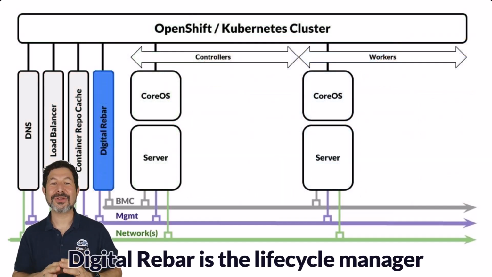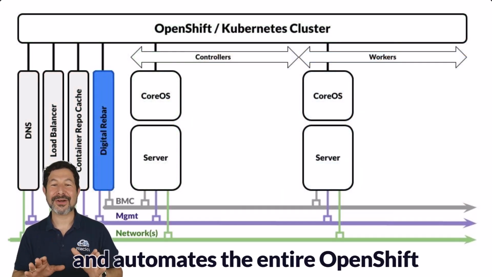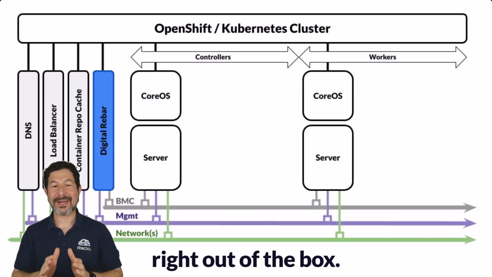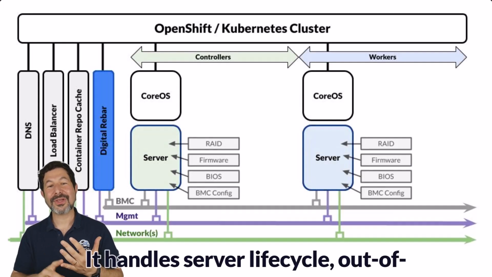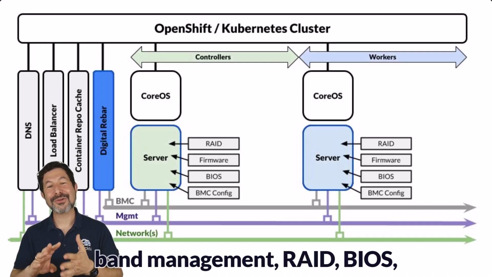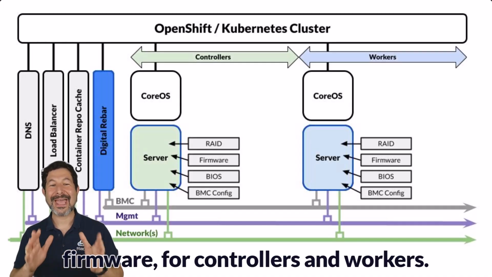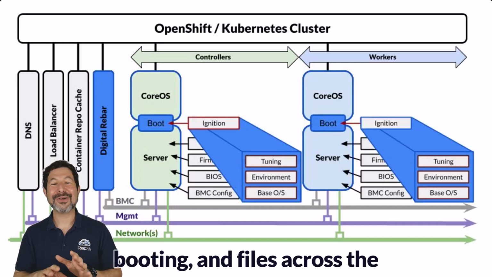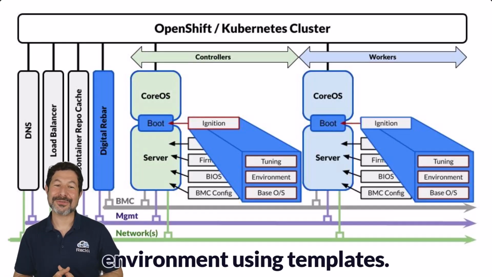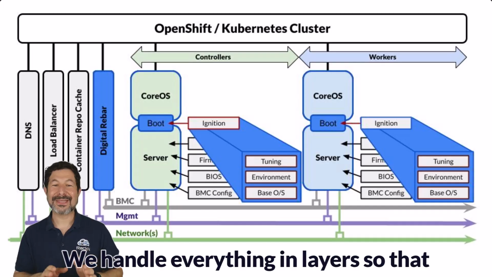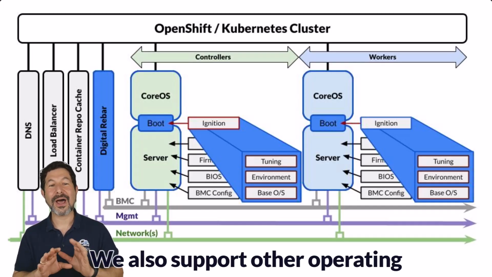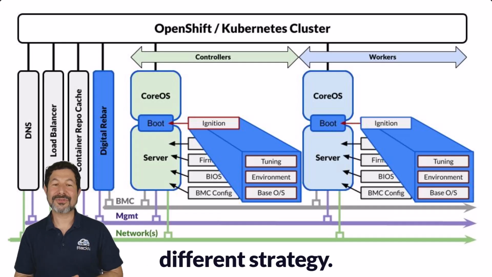Digital Rebar is the Lifecycle Manager and automates the entire OpenShift install. It's zero-touch, completely scripted, right out of the box. It handles server lifecycle, out-of-band management, RAID, BIOS, and firmware for controllers and workers. It manages networks, ignition, CoreOS booting, and files across the environment using templates. We handle everything in layers so that you can finely tune your ignition files. We also support other operating systems if you have a different strategy.